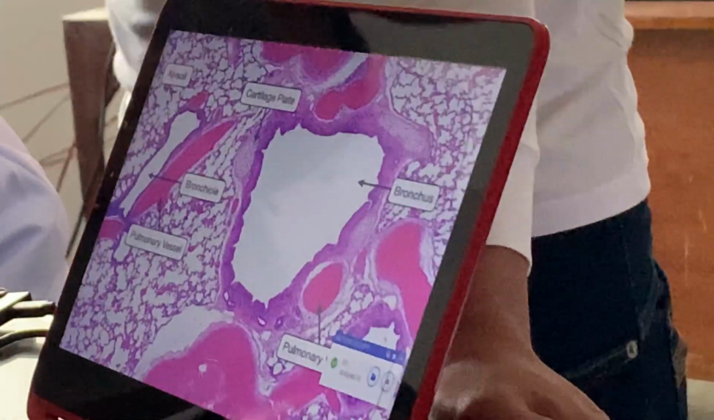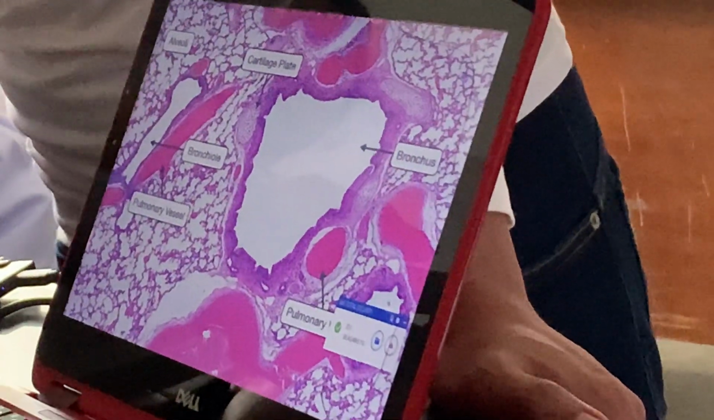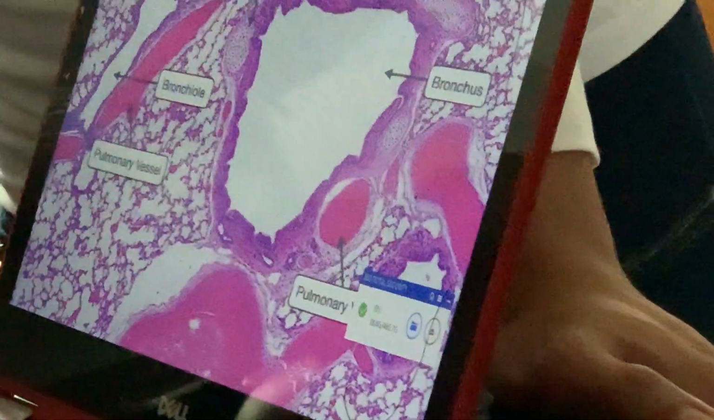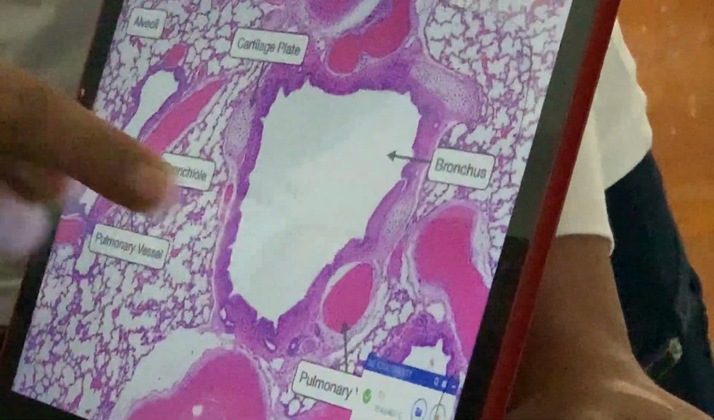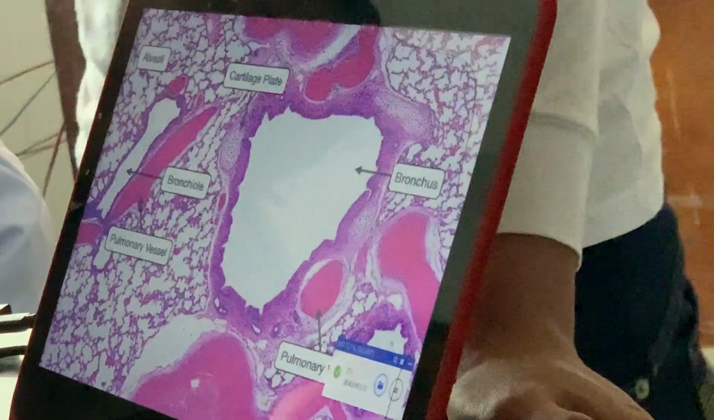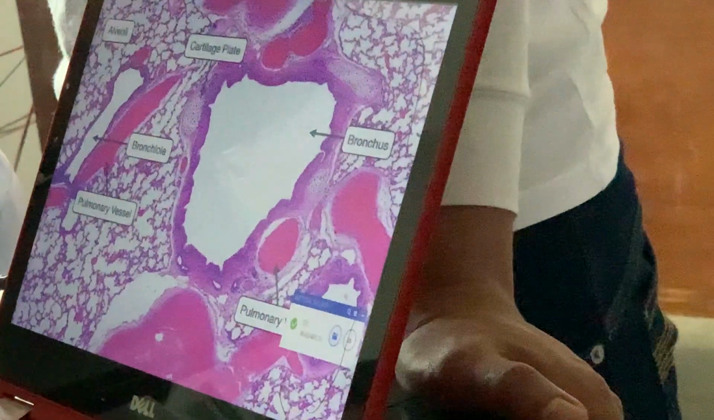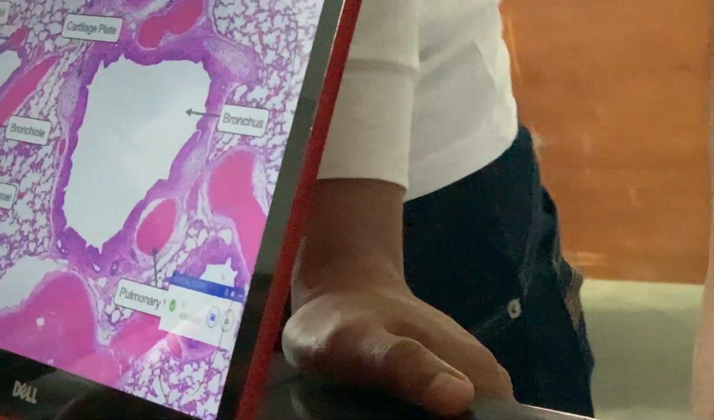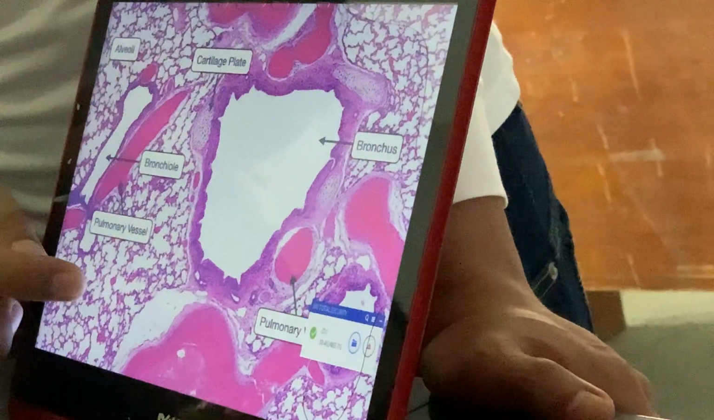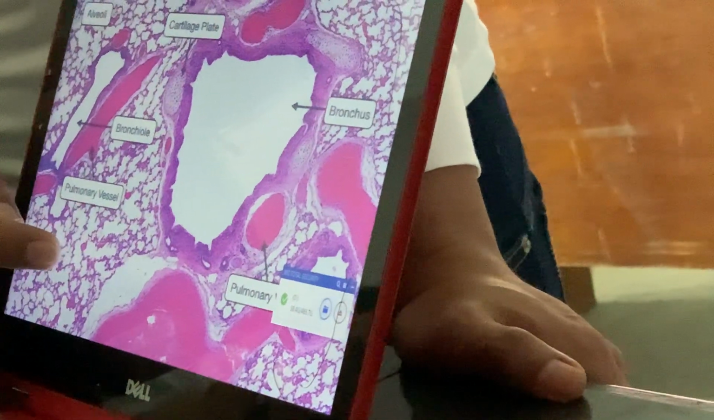Okay, let's identify. The pulmonary artery was placed here. If I put the green pointer, what is the lining epithelium? Endothelium. Very good.